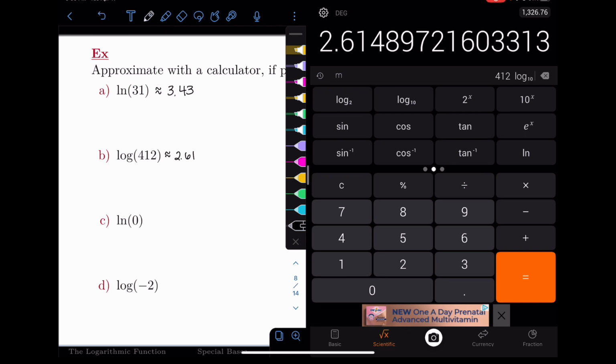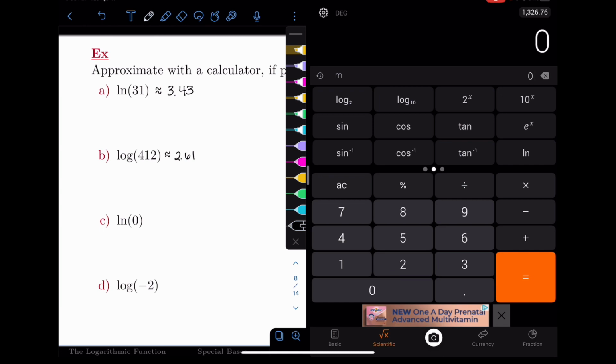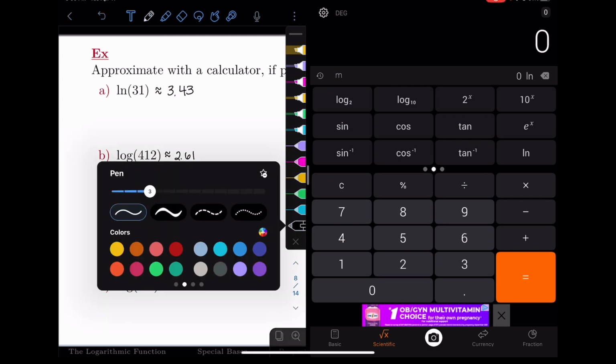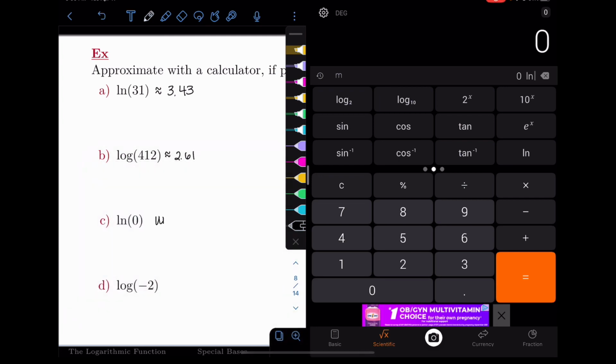Okay. If I tried to do log of 0, I would do 0 and log. And this is where it gets kind of funky. You really don't get an answer for this. So if you try on a handheld, what you're going to see is an error. This is actually undefined.